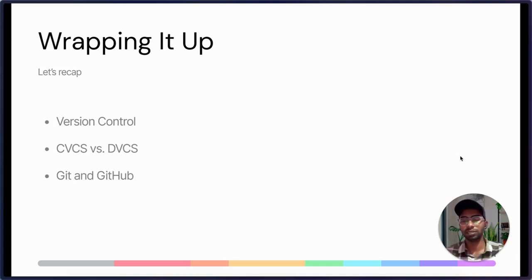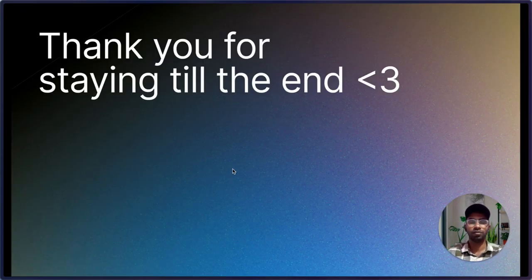Next up, Git and GitHub. So Git is a powerful engine behind DVCS, and GitHub is a collaborative platform that leverages Git to offer a rich, feature-packed environment for software development. I hope it helps you understand how version control systems have evolved and everything around it.